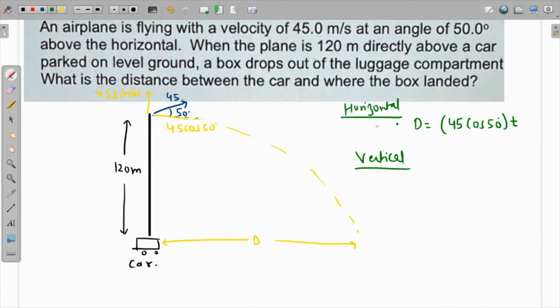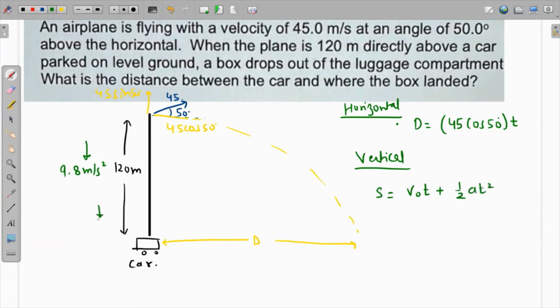For the vertical motion, remember that the initial speed is given and the displacement is given, and the acceleration due to gravity is also known to us as 9.8 meter per second square. So can we find the time of flight? Actually, we can, because we can use the second equation of motion, that s is equal to v naught t plus half a t square.